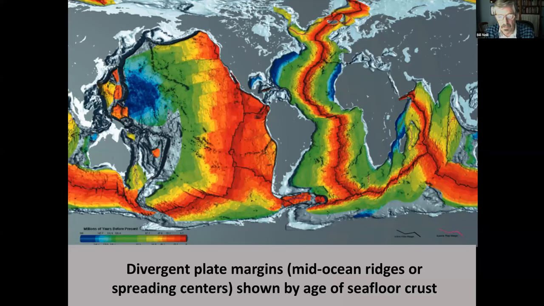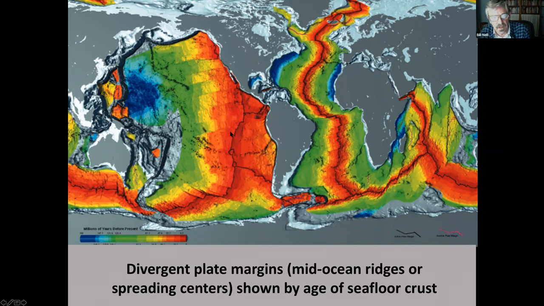Here's the age of the ocean floor in color. Young is orange, so you see the Mid-Atlantic Ridge is mostly in the center of the ocean basin, and it has been opening for about 180 million years. The Pacific, and it's fairly symmetrical.